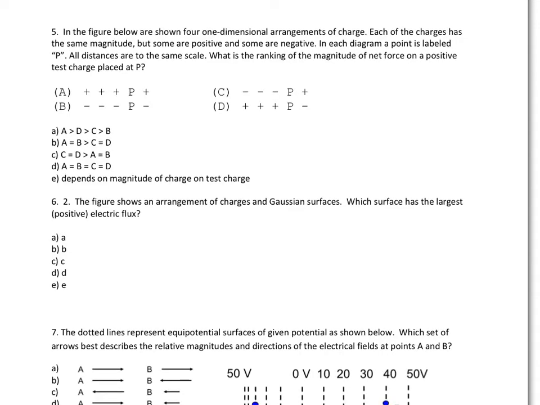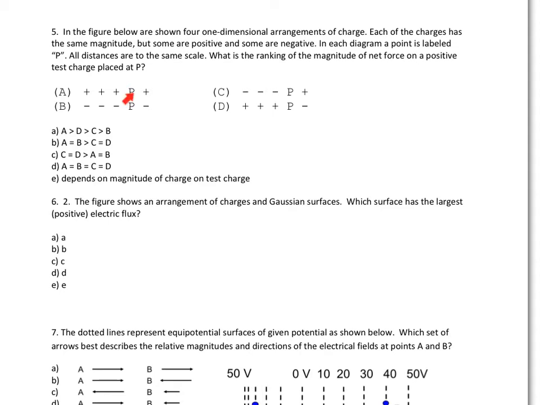Now problem 5. The figure below shows 4 one-dimensional arrangements of charge. Each of the charges has the same magnitude. Some are positive, some negative. At the point P is placed a positive test charge. What is the ranking of the magnitude of net force on a positive test charge? Okay. So what you're supposed to do here is think about how adding all these forces together would affect the net force on point P.